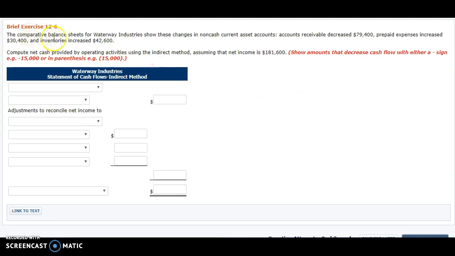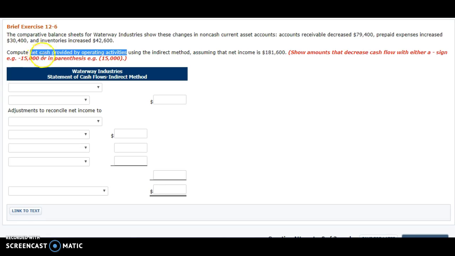So it says the comparative balance sheets for Waterway Industries show these changes in non-cash current asset accounts. Accounts receivable decreased, prepaid expenses increased, and inventories increased. Compute net cash provided by operating activities using the indirect method, assuming that net income is 181,600.